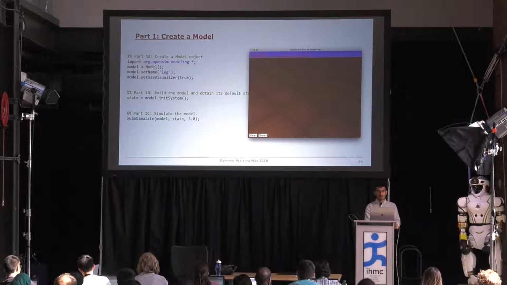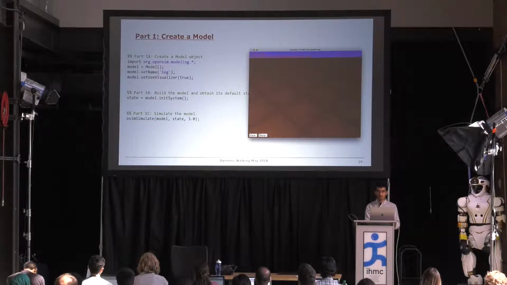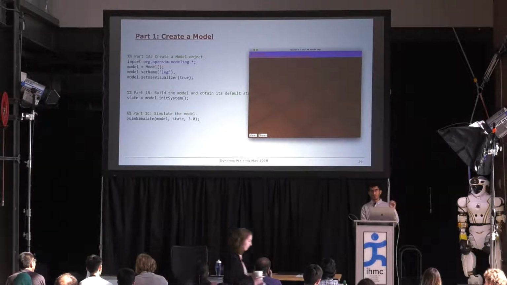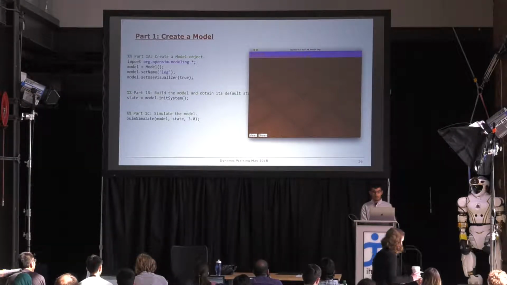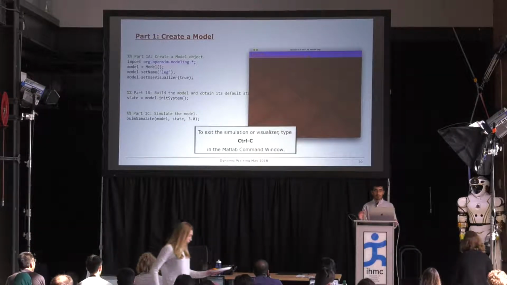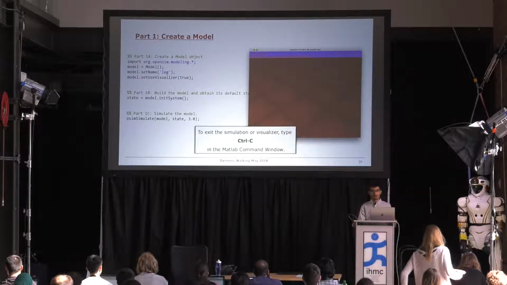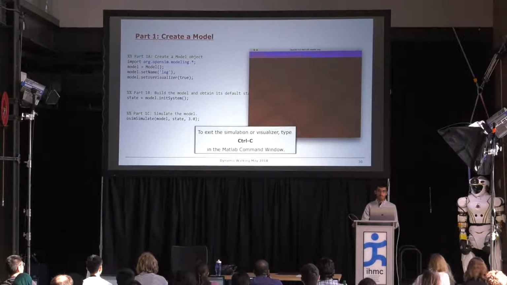OK, so most of you have probably now run this first part, and you should see a visualizer window that doesn't have anything in it, just a ground. That's because we haven't added any bodies yet. You can close this window by hitting escape once to end the simulation, and then hit escape a second time to close the visualizer. At any time, if you want to close the visualizer or stop the currently running script, you can do Control-C in the Matlab command window.